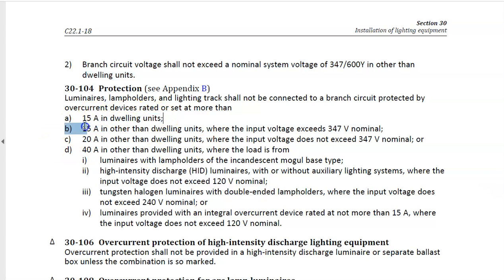Inside of a dwelling unit, we're going to be limited to 50 amps as well. Outside of a dwelling unit, we are going to be 50 amps if it's going to be high voltage, or 20 amps as long as it's not going to be over 347. And then they give us a whole pile of other places where we can go higher. 40 amps in other than dwelling units where the load is from luminaires or HID luminaires that we are going to have, or luminaires provided with an integral overcurrent device. Most of that's not going to apply to our fluorescents.